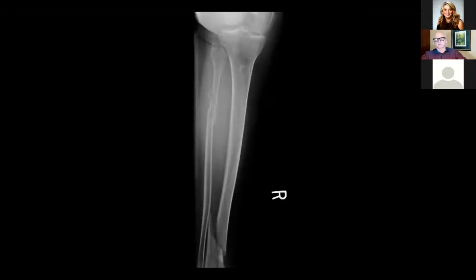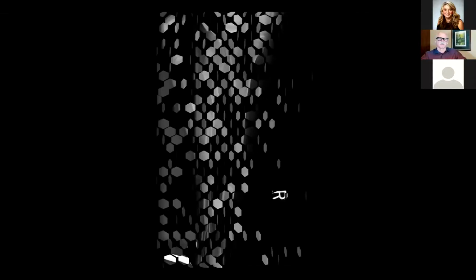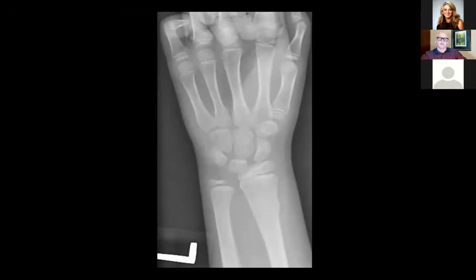Here is a very slightly more subtle one with an obvious displaced fracture of the tibia, but the fibula also is fractured and displaced, and so the rule of the ring applies. Well, what about this, the little Torus fracture out here? Where does the rule of the ring apply here?